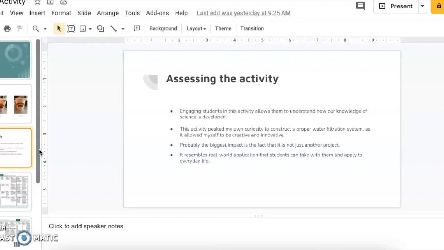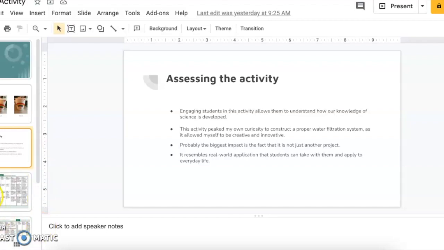I thought it was engaging for students to allow them to understand how our knowledge of science is developed. It piqued my own curiosity to construct a proper water filtration system, so I allowed myself to be creative and innovative through this process. Probably the biggest impact, it's not just another project. It allows us to see how the real world works, how things are capable of supporting us in our everyday lives. And like it says, it resembles the real world application that students can take with them and apply to everyday life.